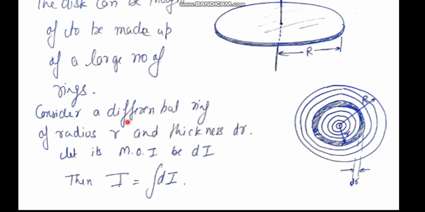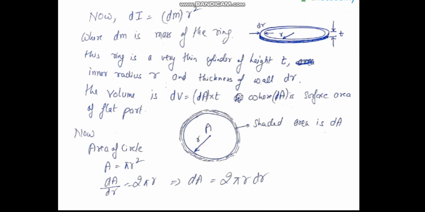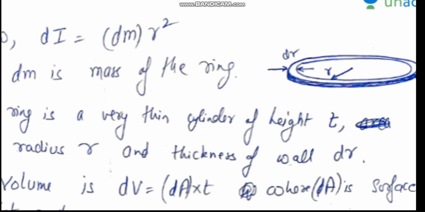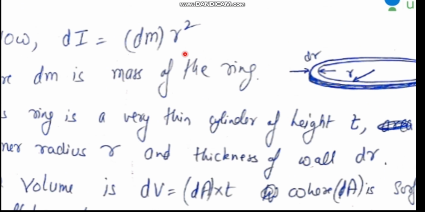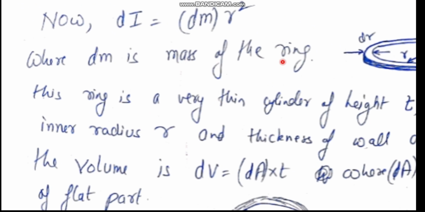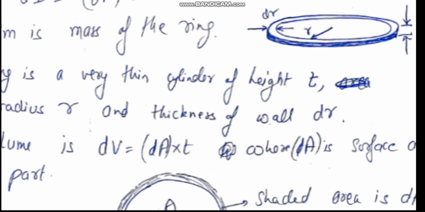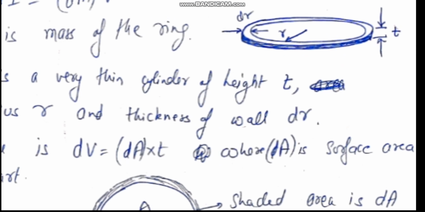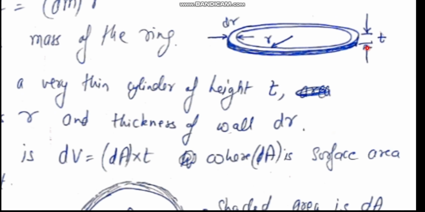So consider a differential ring of radius r and thickness dr. Let the moment of inertia of this ring be dI. Then for the entire disk, the moment of inertia will be the summation of dI. So let's talk about this ring. For this ring, dI is dm r square. We know that for a ring, the moment of inertia about this axis is simply dm into r square, where dm is the mass of the ring. This ring is basically a very thin cylinder. Suppose the height of the cylinder is t.